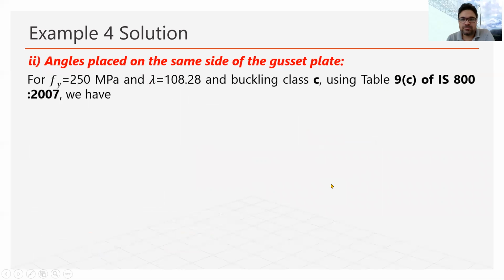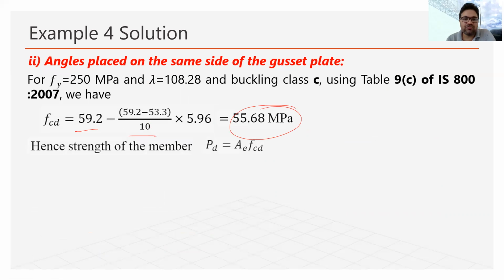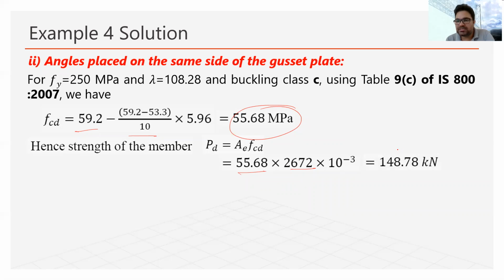You can refer to that table. I have already explained this process of finding the FCD value. So in this case, FCD value is very low, which is 55.68, and strength of member in this case would be 55 into the effective area of cross section, which is the total area of cross section of both the angle sections. So you can see the strength of member is very low, which is 148 only.